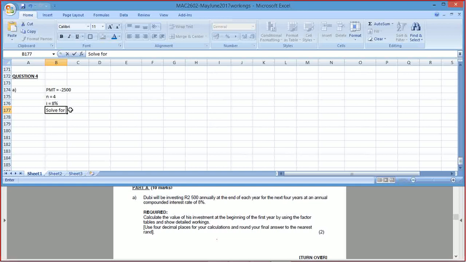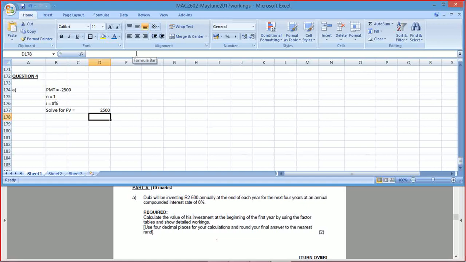Using the factor tables. Beginning of the first year. So N is actually 1. So it's future value. Solve for FV. Right, so if I grab my calculator and I solve for that, N is 1, I is 8, payment is minus 2,500. Gives you a future value of, what did you get? I got 2,500, exactly.